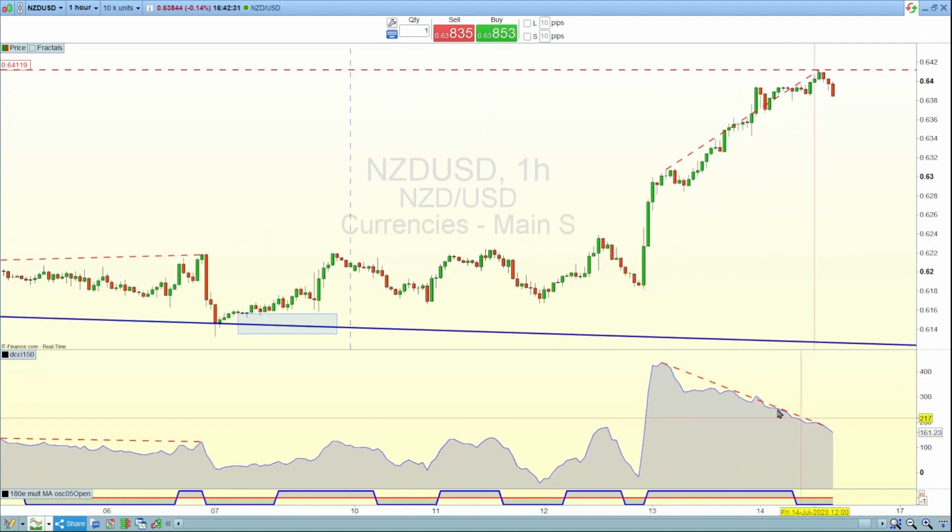This is a bearish divergence on the CCI versus the price, and that happens to be bouncing off this minor resistance, as I said, at 64.11.